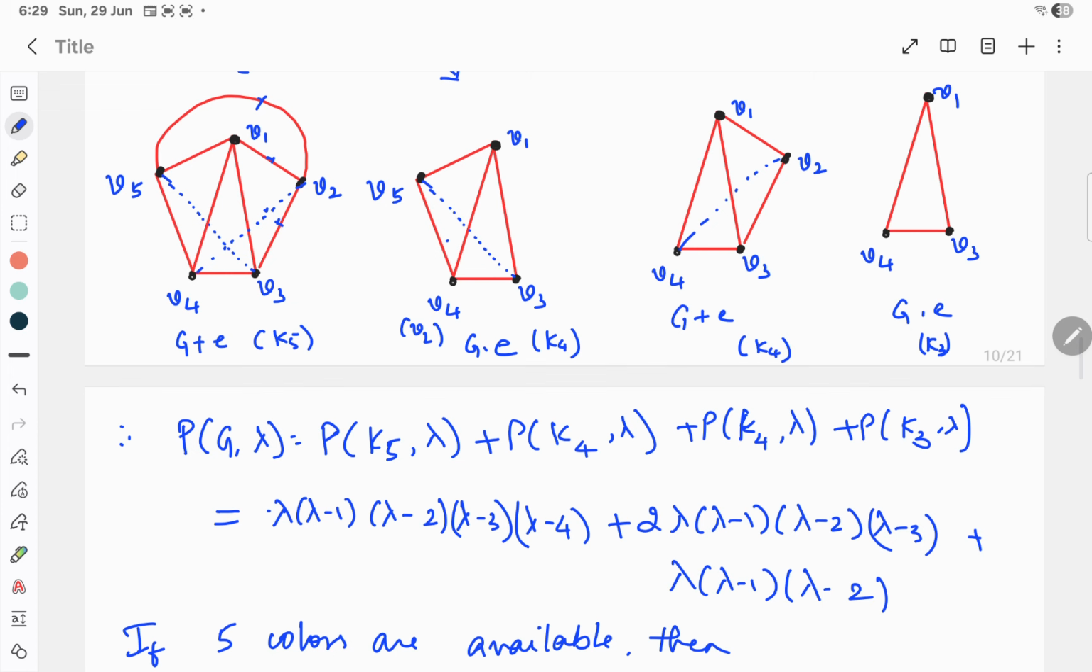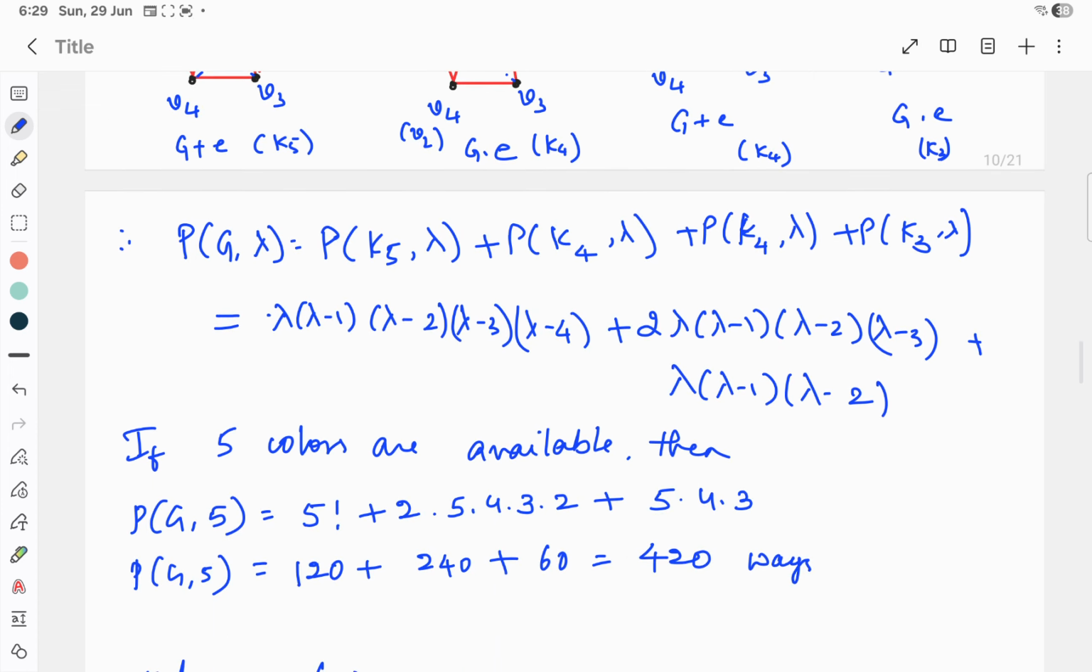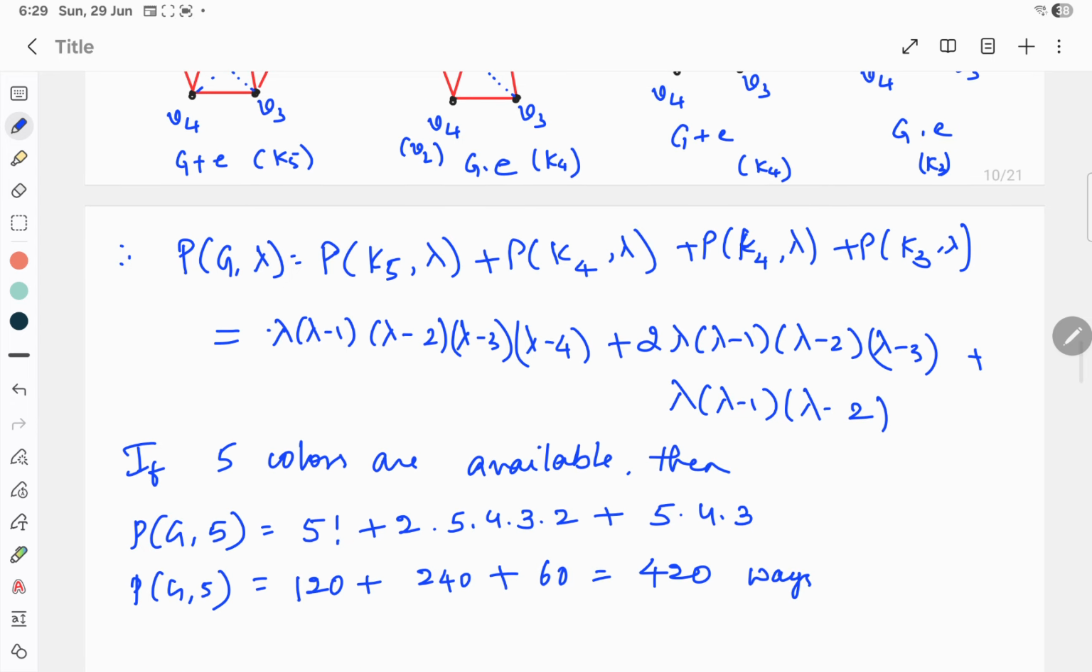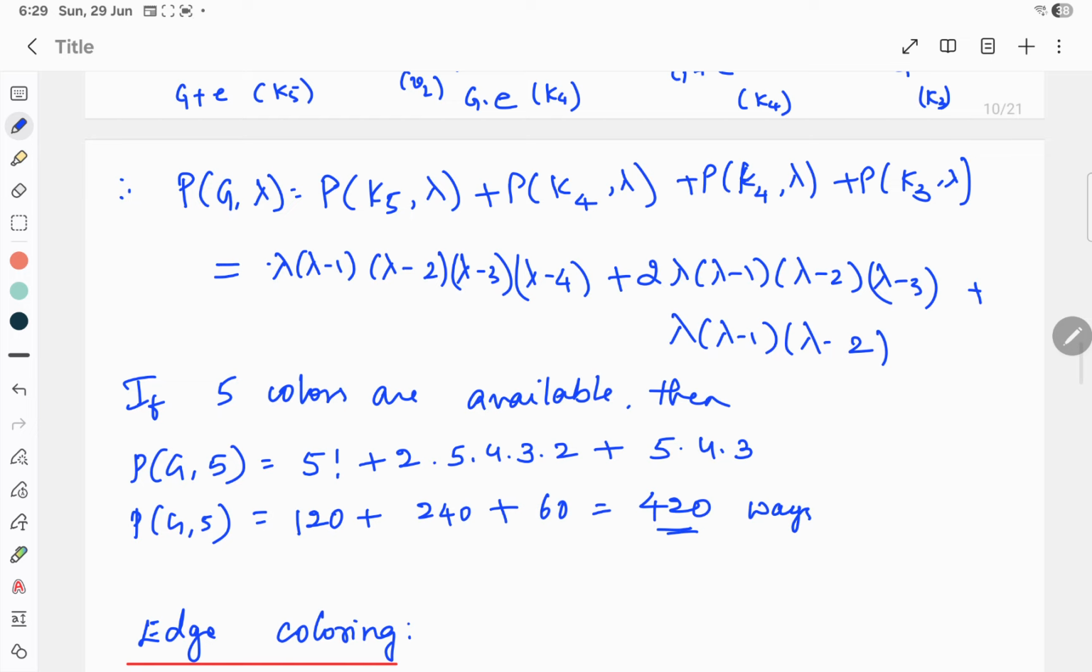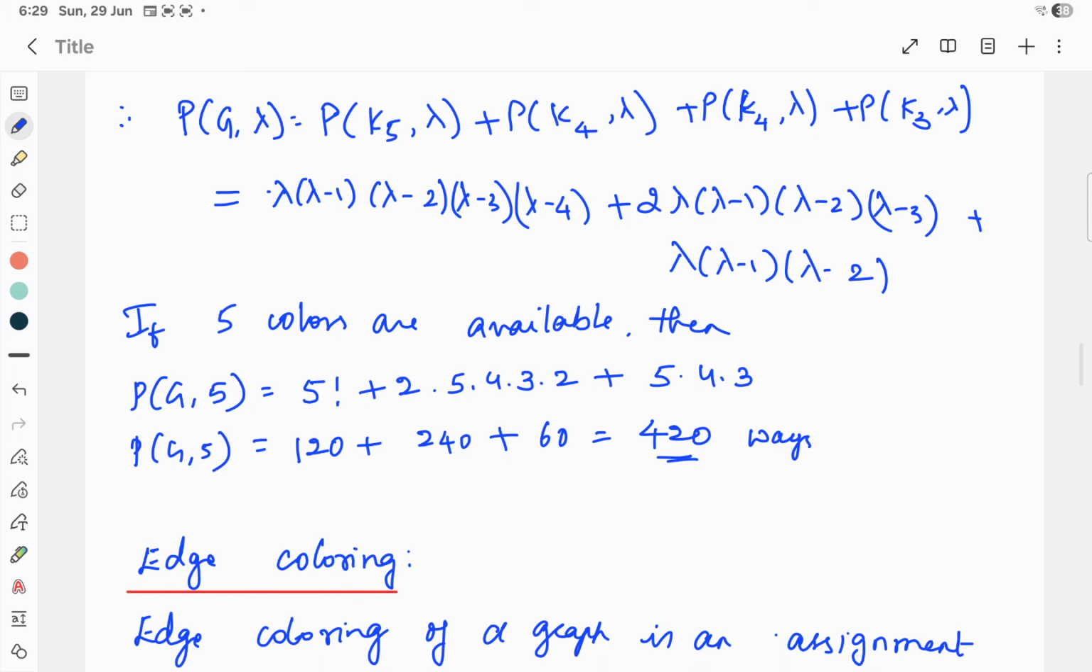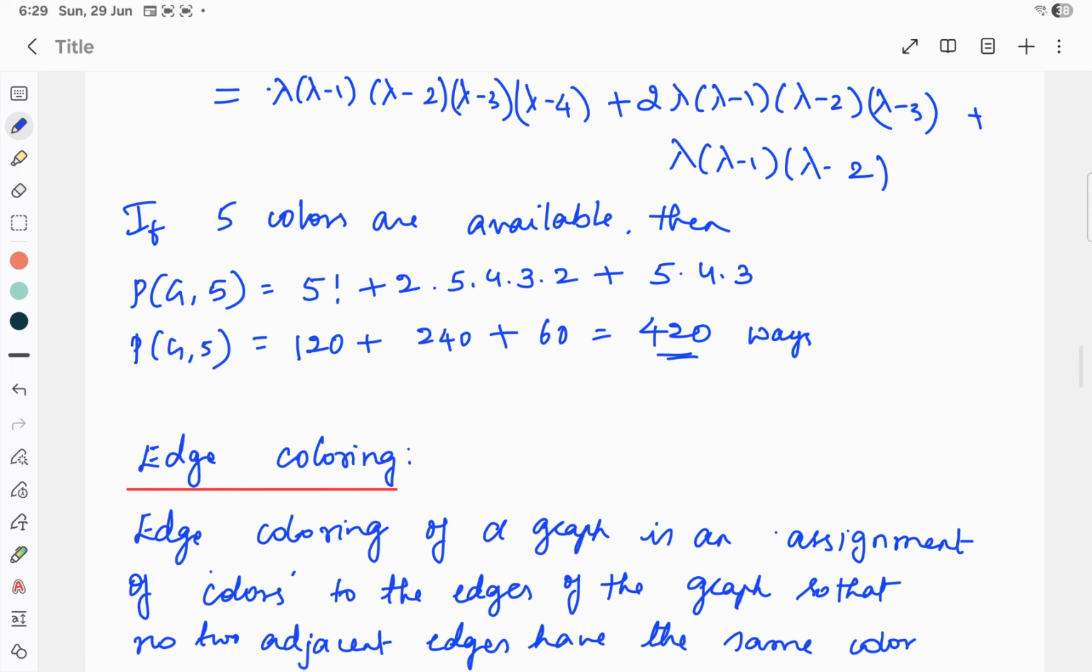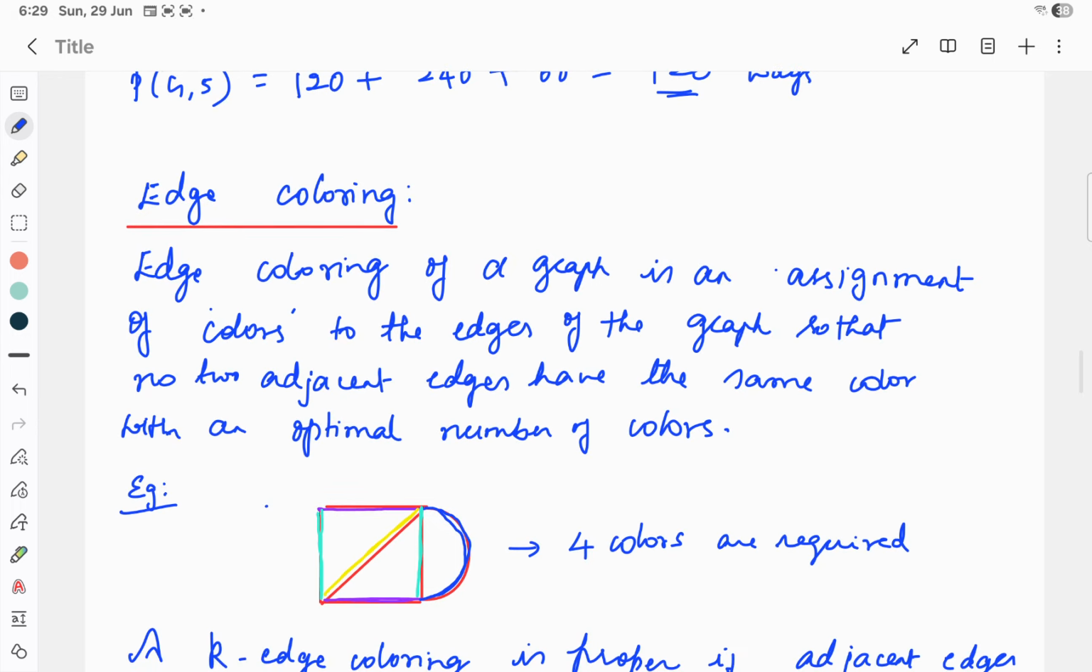Now since there are 5 colors available, we take P of G comma 5 is equal to 5 factorial, that is lambda into lambda minus 1 into lambda minus 2 and so on, plus 2 into 5 into 4 into 3 into 2 from this term, and from the last term we get 5 into 4 into 3. It is 420 number of ways. Right? So this is how we find the number of ways of coloring the graph with the given lambda number of colors.